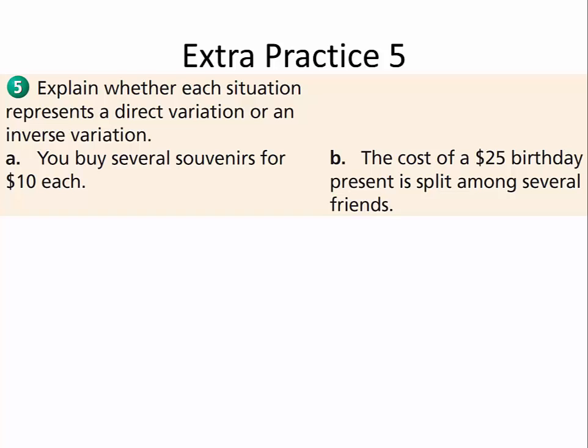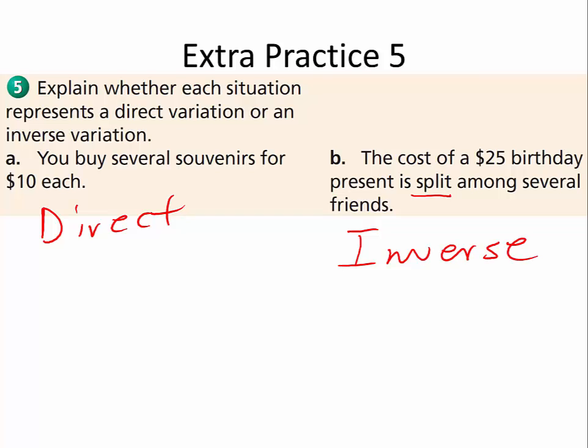All right, if you understood A, it says you buy several souvenirs for $10 each. Again, that is a constant rate of addition, so that's direct. And in the next one, it says the cost of a $25 birthday present is split among several friends. So if a bunch of friends go ahead and split the cost, that means it's inverse because it will vary based on how many people kick in for the birthday gift.